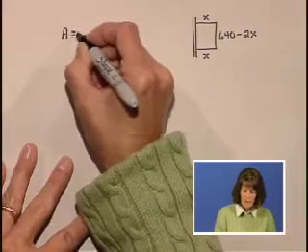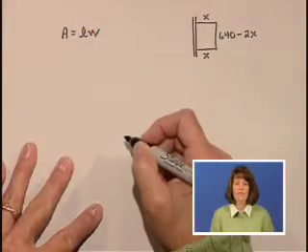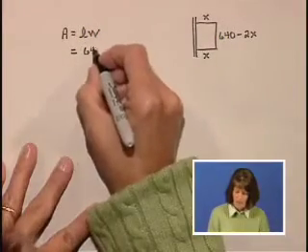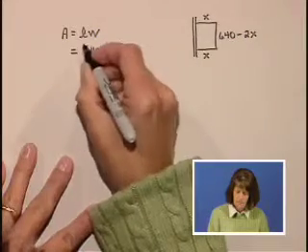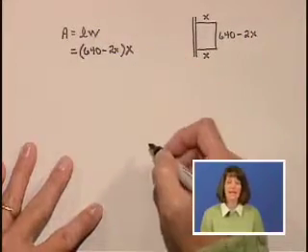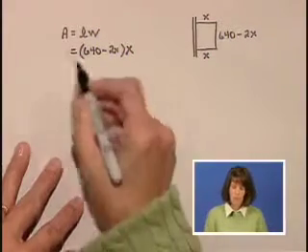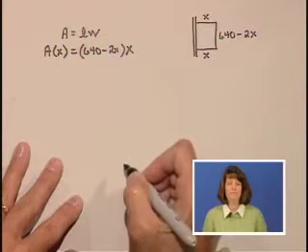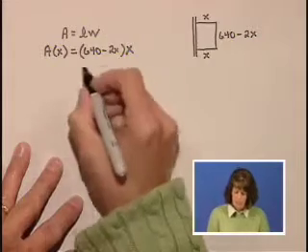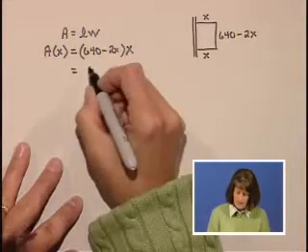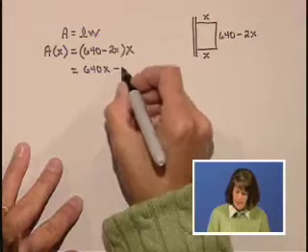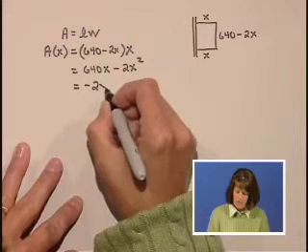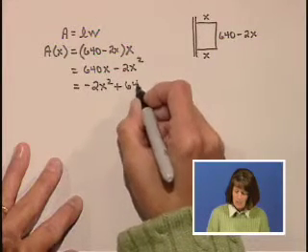Well, the area of a rectangle is length times width. Here we have a length of 640 minus 2x. We've defined our width as x. We can write this then as an area function in terms of x. Let's clean this up a little bit by multiplying through. That's 640x minus 2x squared. And I'm going to switch terms and write that as negative 2x squared plus 640x.